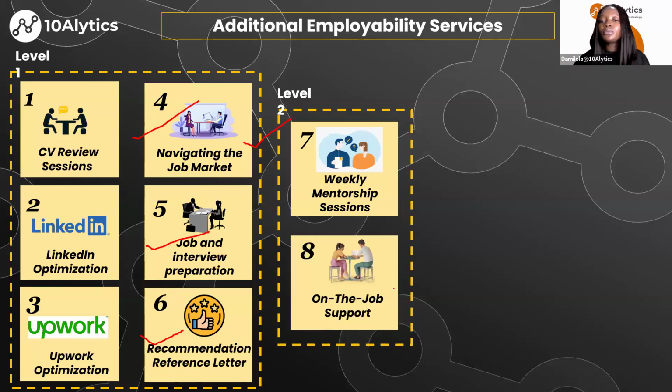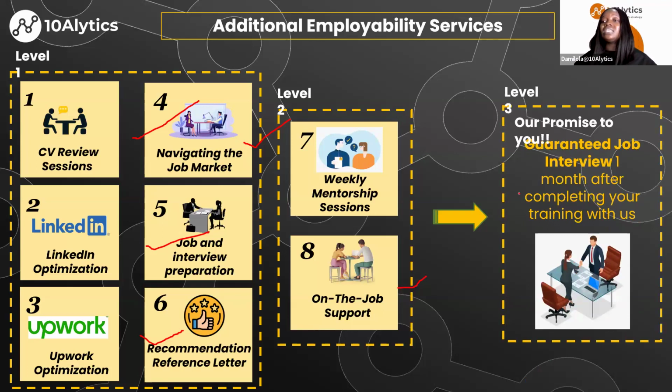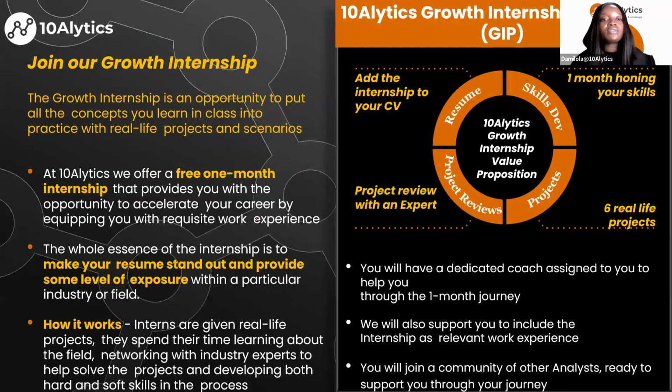Then we also have on the job support, where if you've gotten a job, we help you for the first couple of months if you have any problems. Now, the third level is our promise to you, which is a guaranteed interview 1 month after completing your training with us. That literally shows how much effort we're putting into helping people transition into tech. It's not bobo, okay? People have done this and they have what to show for it.